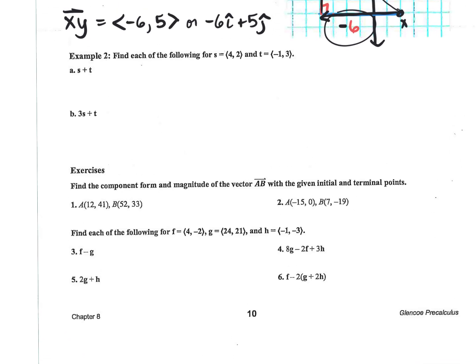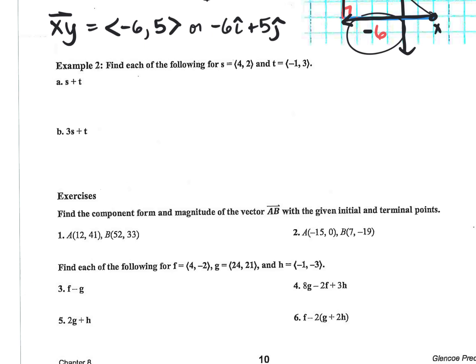Okay. What about adding vectors? Can you add s plus t for me? How would I do s plus t? Take s. That's s, isn't it? T. We've done this already once, guys. And what do I get? Yep. 3, 5. So s plus t is the vector 3, 5. All right, what about 3s plus t?